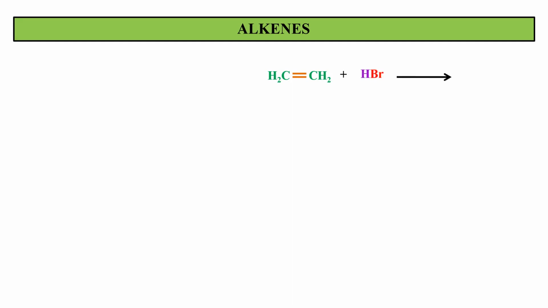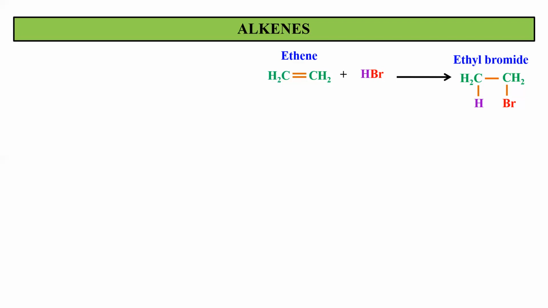इसमें you are adding HBr. What will happen? H will get added to one carbon atom, Br will get added to another carbon atom. So एक alkene that is ethene से आपने क्या बना दिया? You have prepared an alkyl halide. In this case, it is ethyl bromide.